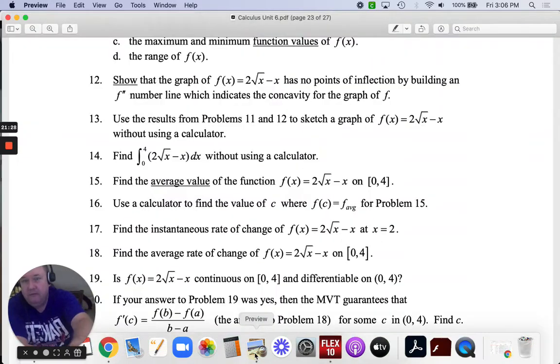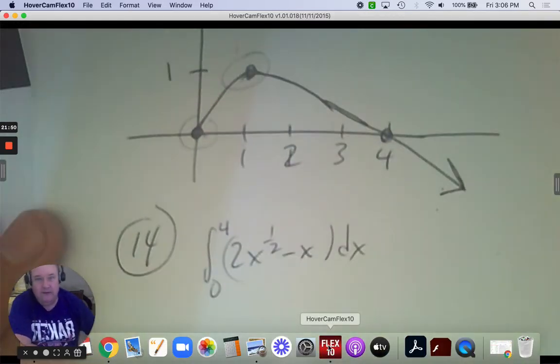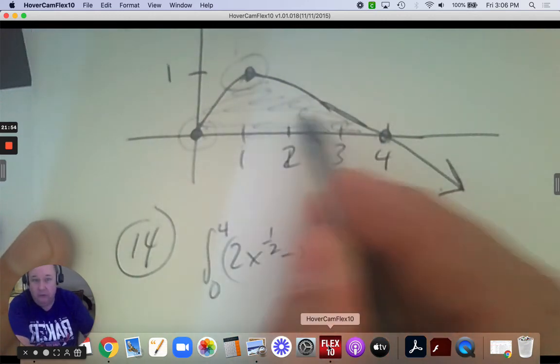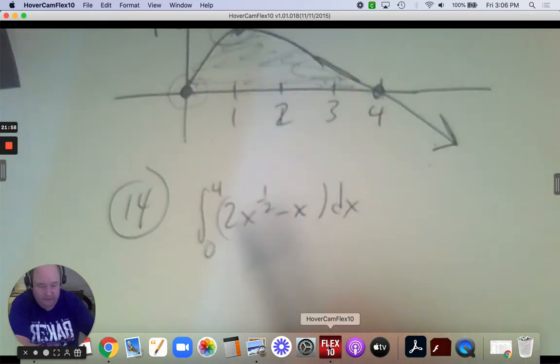14. Find, we're still doing this without using a calculator, can you integrate from 0 to 4 of 2 root x minus x dx? Let's do that. So when I integrate from 0 to 4, it's a definite integral. Technically, you're finding the area from 0 to 4 here. So this is the area you're finding by integrating that. I wrote it calculus friendly.